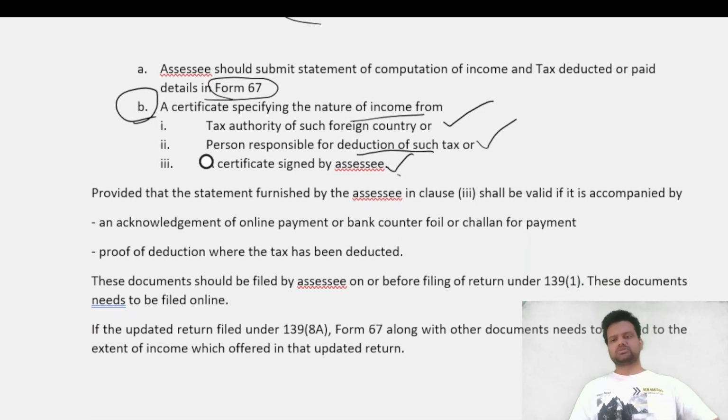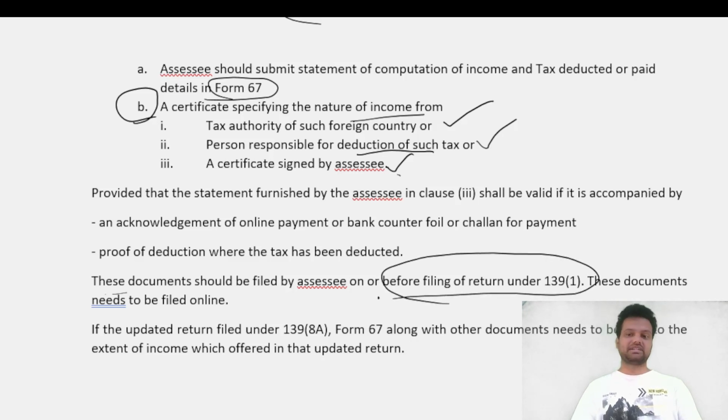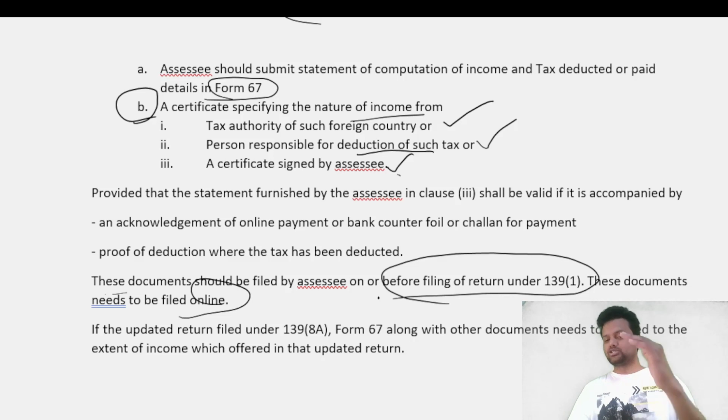Okay, and the last point is that these documents, whatever documents that I have discussed earlier, should be filed by the SSC on or before filing of the return of income under section 139(1). These documents need to be filed online. There are no physical copies. He has to upload these documents while filing the return of income. Usually when he is choosing the form and says that he has a foreign tax or a foreign source of income, automatically these forms will be populated. He has to fill all of these forms while filing the return.